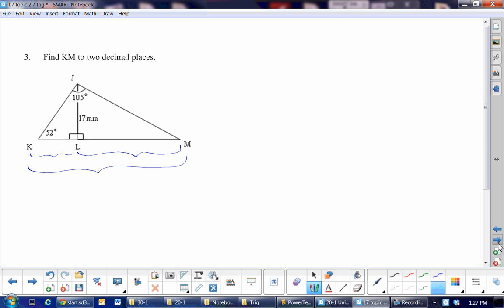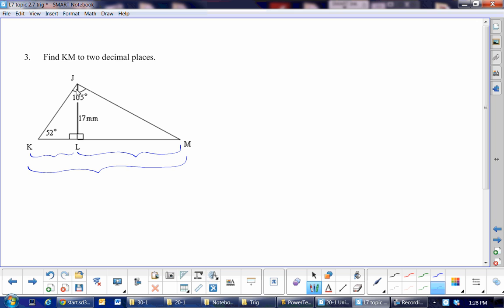So can we find any angles? Well, we can kind of do a couple things. I mean, if we wanted to, we know that this is 90. This is 52. So if we added those together, we could find this angle. Therefore, we would know this angle. And then I know that this angle plus 90 minus 180 would equal this angle. But a faster way to do it all is this angle plus this angle plus this angle has to equal 180. Okay, it doesn't matter if it's a right angle triangle or not. The three angles equal 180.